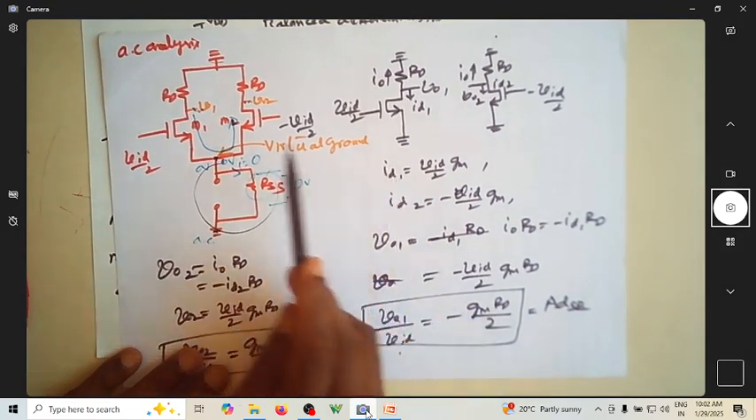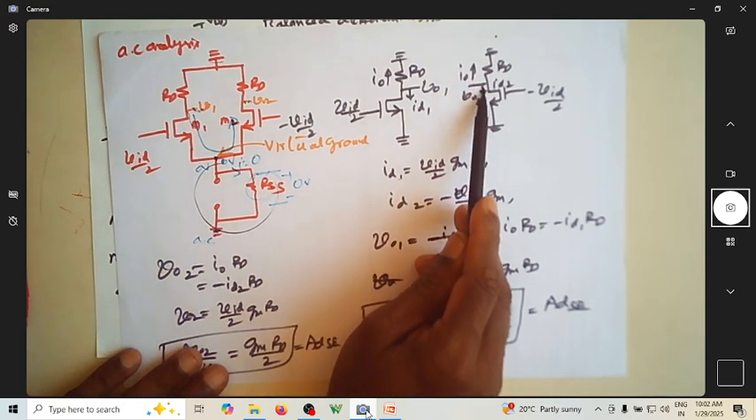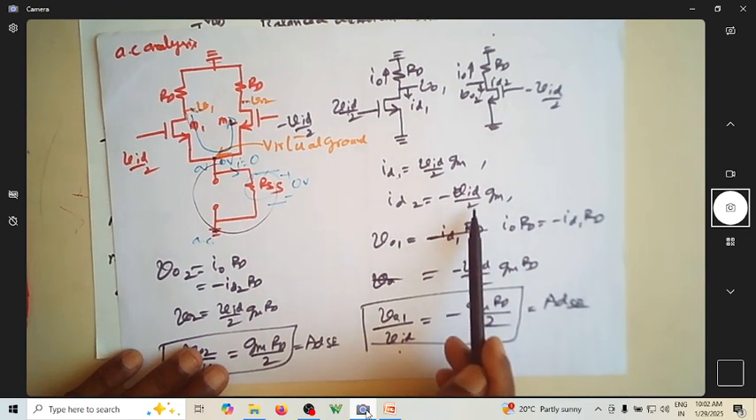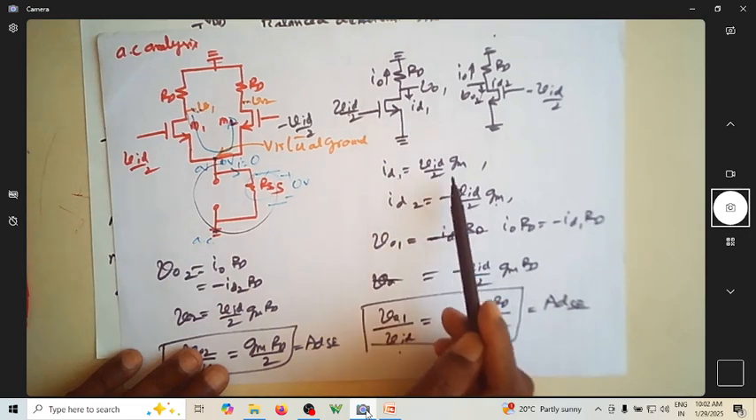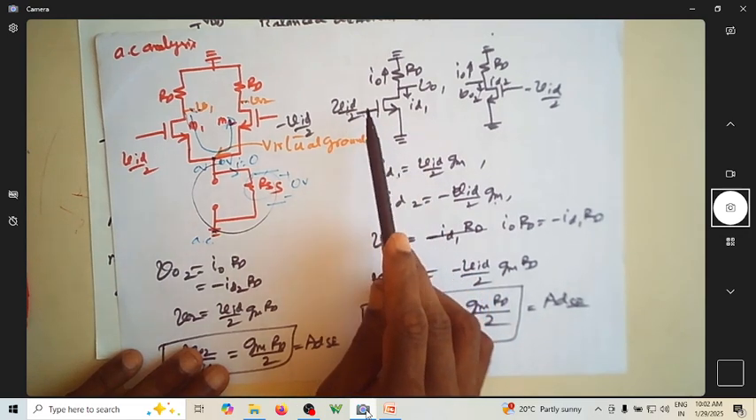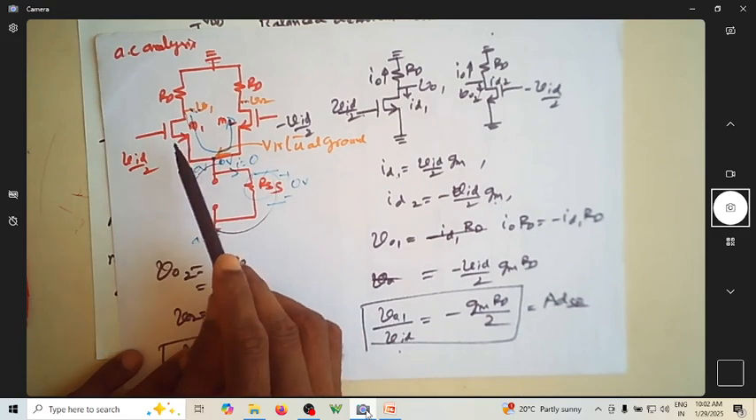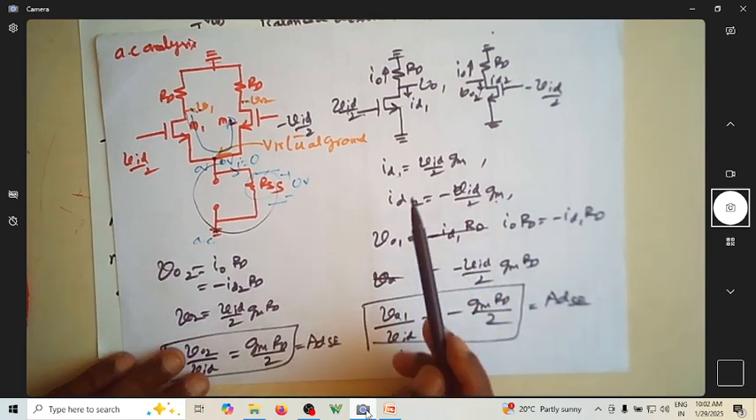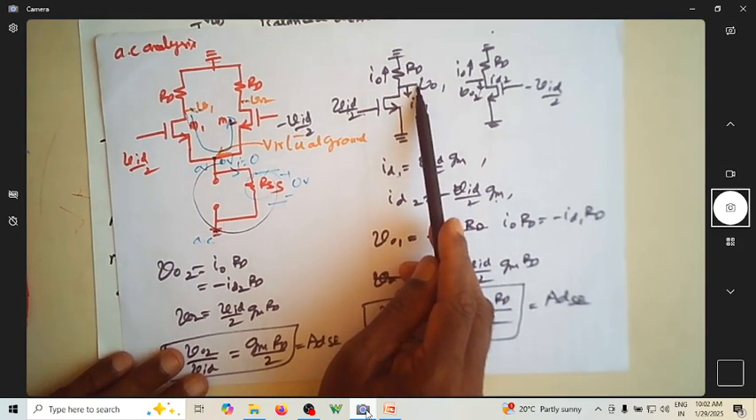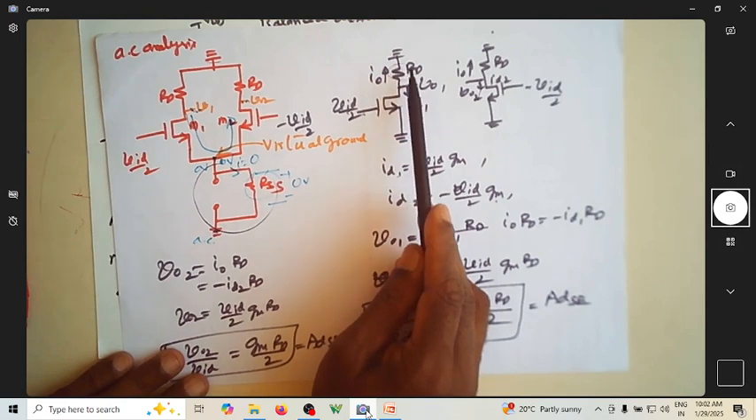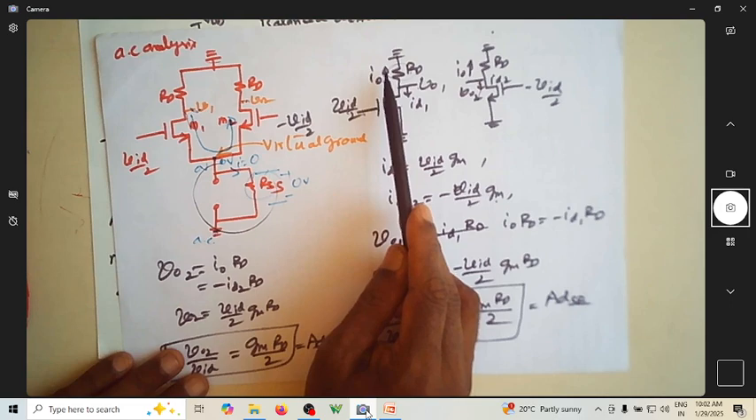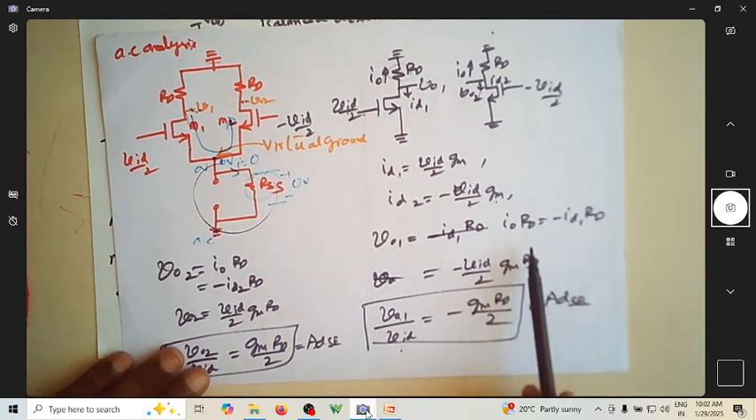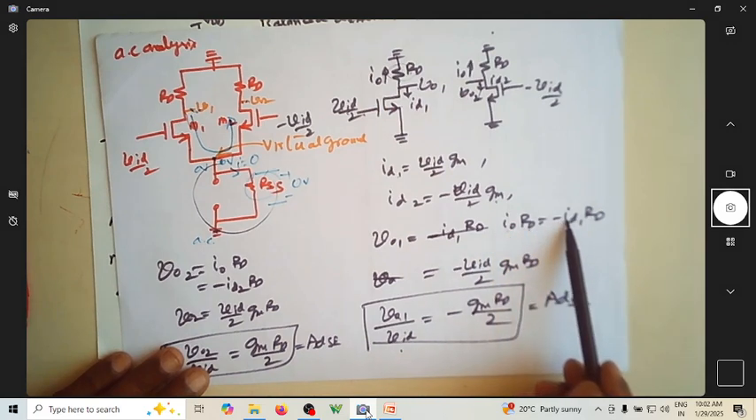This is ID1, the current flowing here. ID2 is current flowing in this direction. Since it is minus, you have it as minus VID by 2 into GM. Since it is plus, this is actually the AC input into its GM. Since we are assuming GM1 equal to GM2 equal to GM, I'm just writing it as GM here. You're trying to find V01, which is the voltage drop across this RD. I'm considering this I0, which is in the direction opposite to this ID1, so that's what we wrote here. I0 into RD is nothing but minus ID1 into RD.